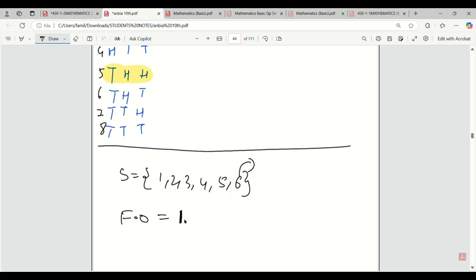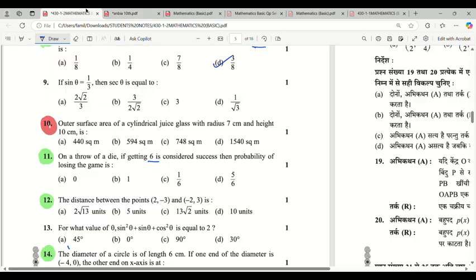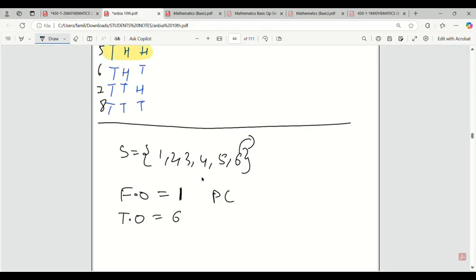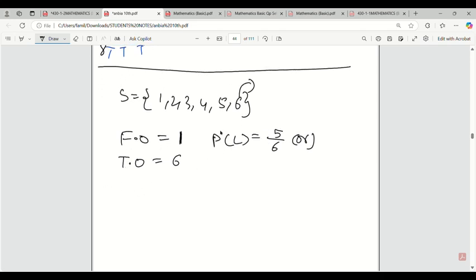So favorable outcome is 1, because 6 will come only one time in the die. And total outcomes we are having is 6. The probability they have asked is the probability of losing the game. Losing the game will be: exclude 6. How many of them are there? 1, 2, 3, 4, 5. 5 by 6.